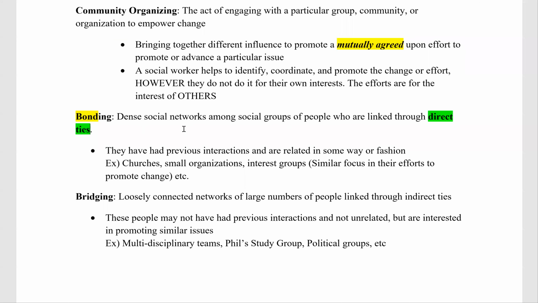So if you think of two people bonding, which is typically friends or acquaintances, you're bonding on things you have been through prior based on the fact that you've been directly tied together in some way, shape, or form. And a couple of examples of this are churches, small organizations, interest groups, slimmer focus in their efforts to promote change, etc. So they've had previous interactions and are related in some way, shape, or form.